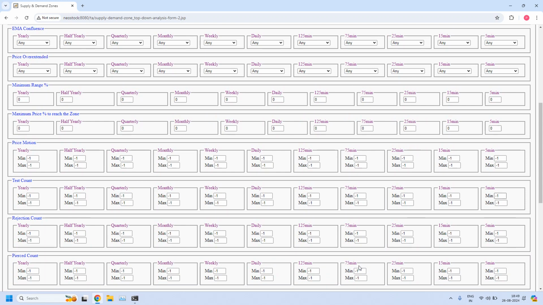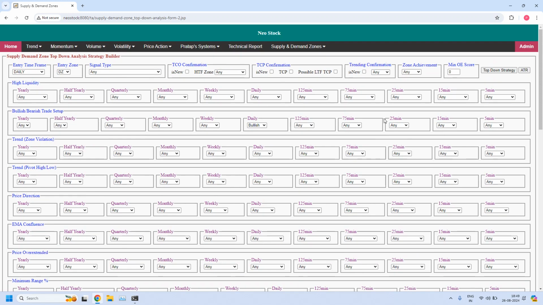So in the pierced count column and daily time frame I am setting minimum value 0, maximum value 0, and also the zone achievement should always be violated opposing zone. Minimum odd enhancer score is 12. All the 3 parameters are applied to daily demand zone. Now let's generate the report.